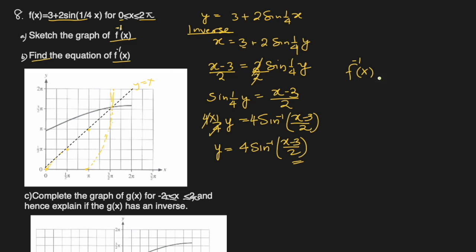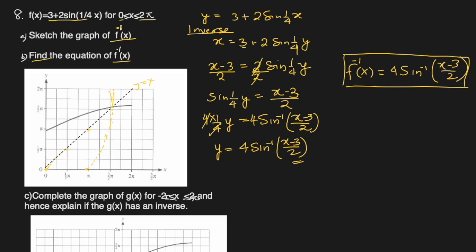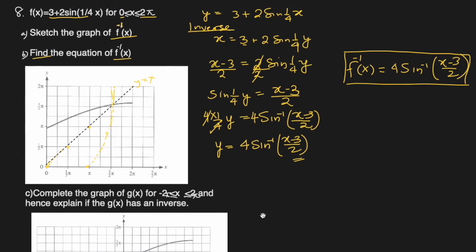This y will be replaced by the inverse, equal to 4 sine inverse of (x minus 3) over 2. This is our inverse function, this yellow colored graph. What about the C part? Complete the graph of gx. Is gx different from the original one?